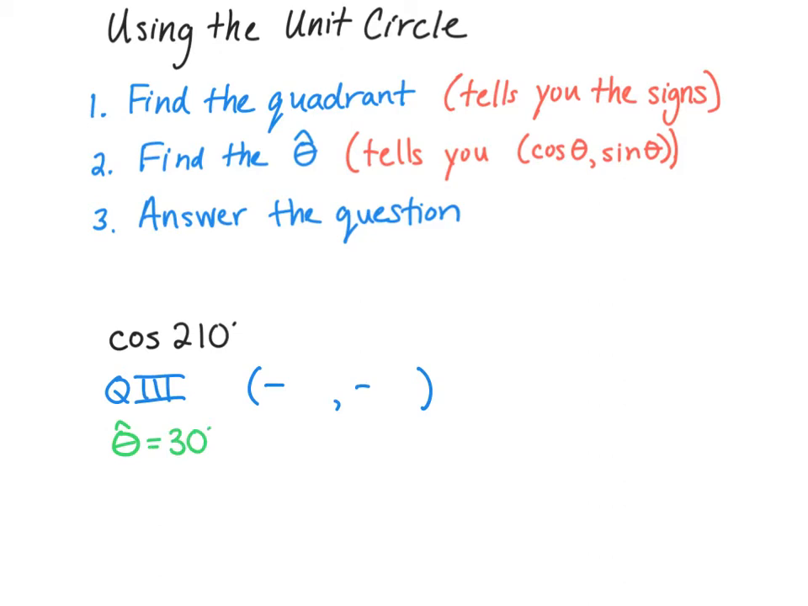Then that tells me my ordered pair. I know my ordered pair for 30 degrees is root 3 over 2, comma 1/2. The negatives came because it was in quadrant 3. And then finally, my question's actually asking me, which is the cosine? Well, remember that the first in the ordered pair is the cosine, and the second in the ordered pair is the sine. So the cosine of 210 is negative root 3 over 2.